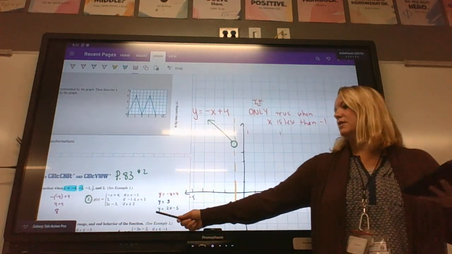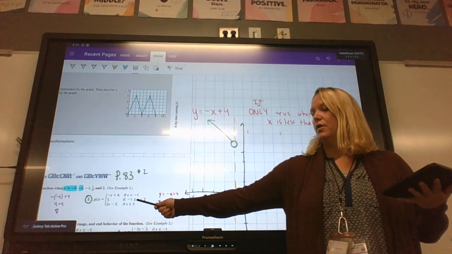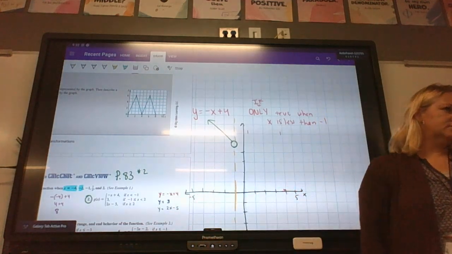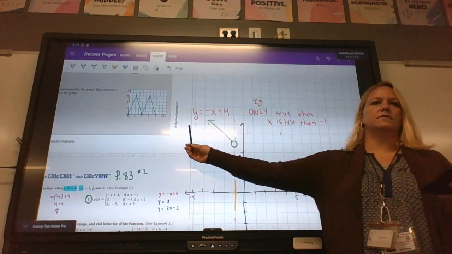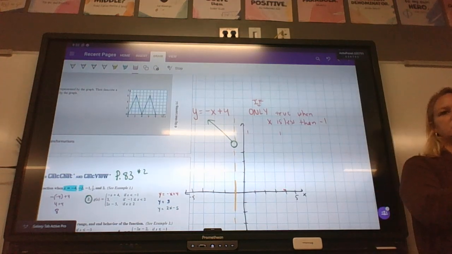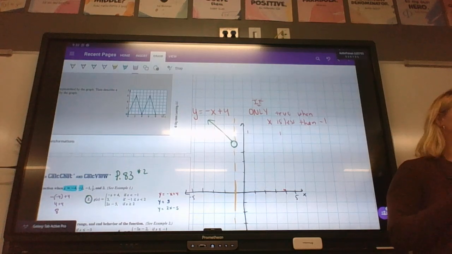No, left side, middle, right. So this is the left side of the graph. Who's got a question now about the left side of the graph? All right, yeah.